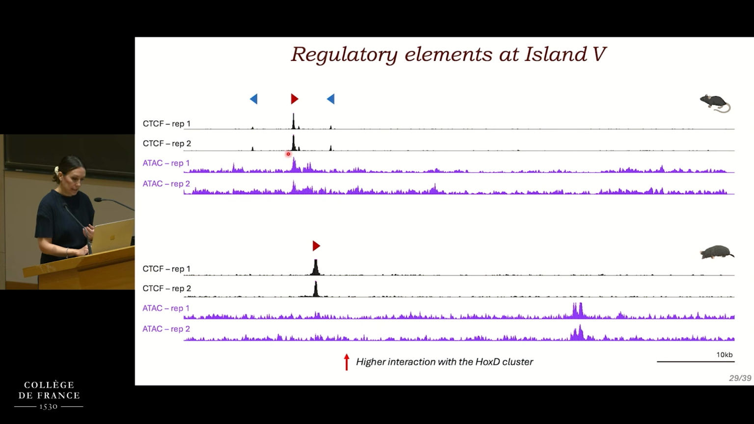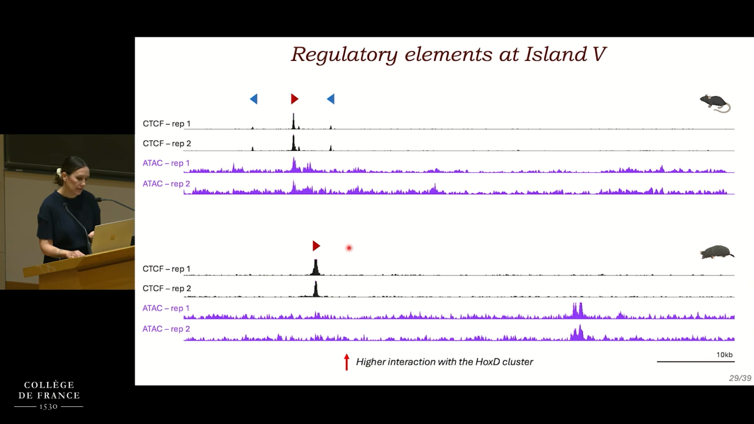For example, in the case of the mouse, there is a CTCF here that is looping towards the HOXD cluster, but there are also two other tiny but reproducible CTCF sites, because we have several replicates, facing in the other direction. While in the mole, we only see one strong CTCF looping with the HOXD. And this is the island that shows higher interaction with the HOXD cluster in the mole.